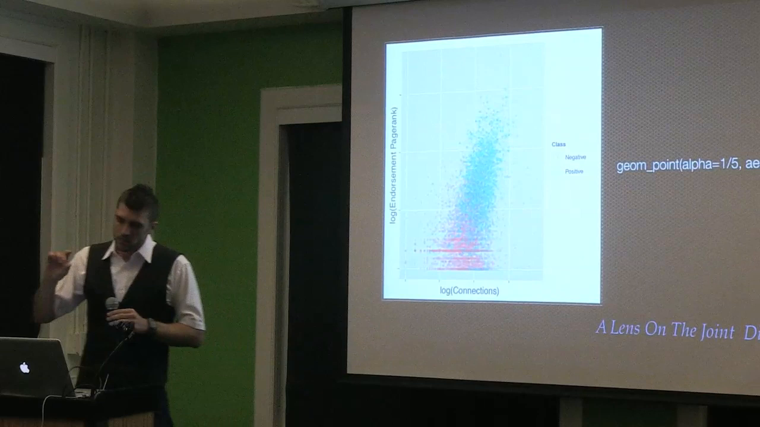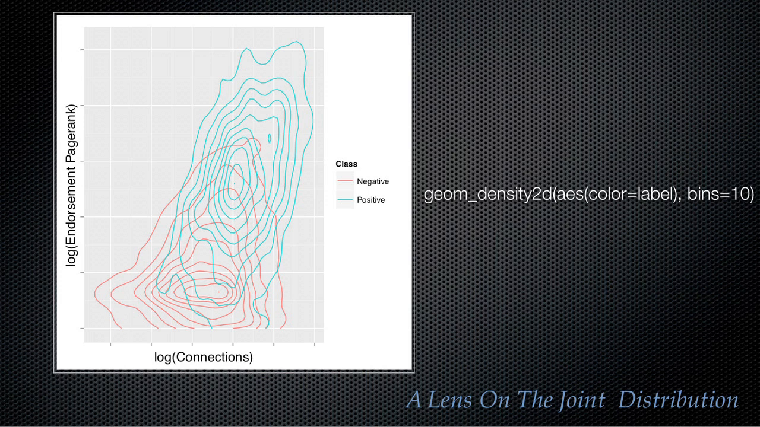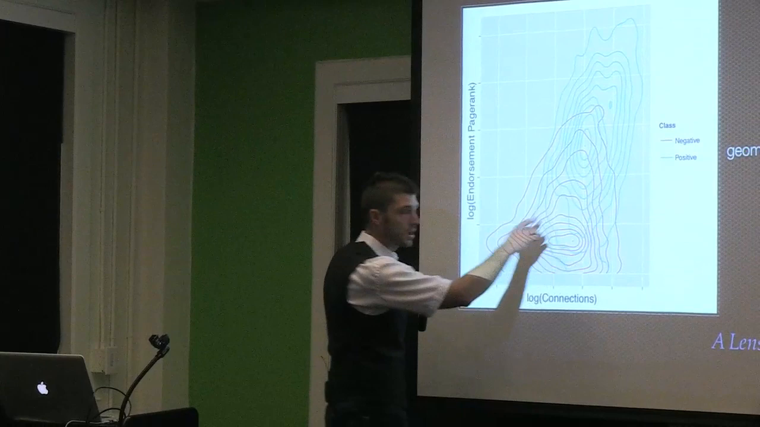But it's hard to tell whether the PDFs for these two different classes of individuals are distinct. And so a view that I like on the data, and I'm becoming more enthusiastic about it, are these density plots, which are basically the contours of the PDF, like a topographic map, where the value of the distribution function along each line is constant.